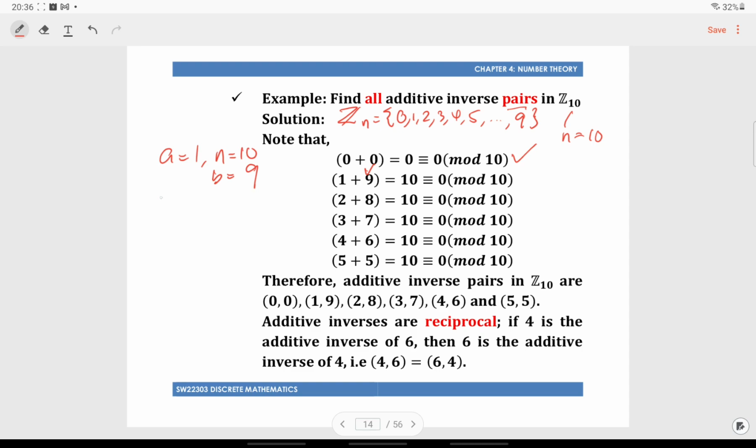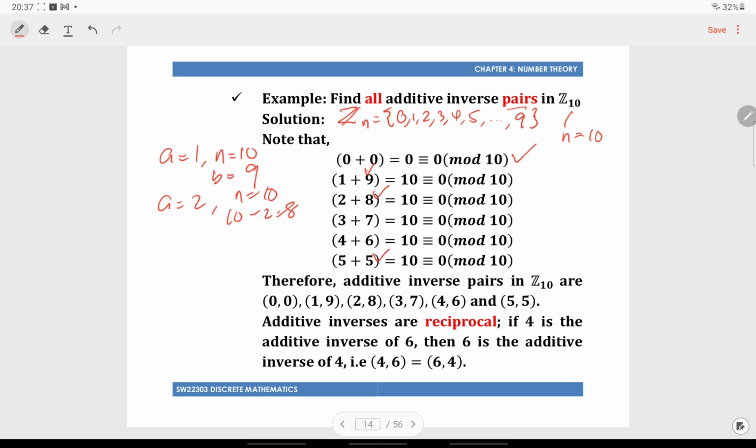Next, we let A equal 2 and n equal 10. So 10 minus 2 equals 8, so 8 is the pair for 2. We do the same steps until we obtain the pair for 5.